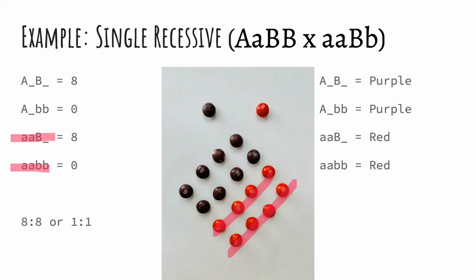In this second example, we assume that the first-generation parents producing this progeny is big A, big B, and little a, big B, little b. The resulting progeny is 8:8 or 1:1. To explain this, regardless of the skittle B allele, if the skittle A allele is recessive, then the skittles produced will be red.